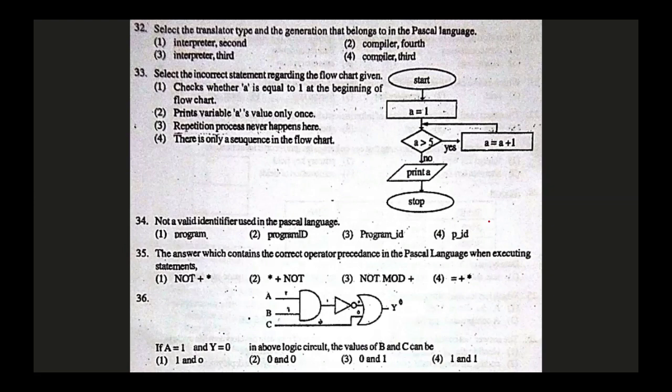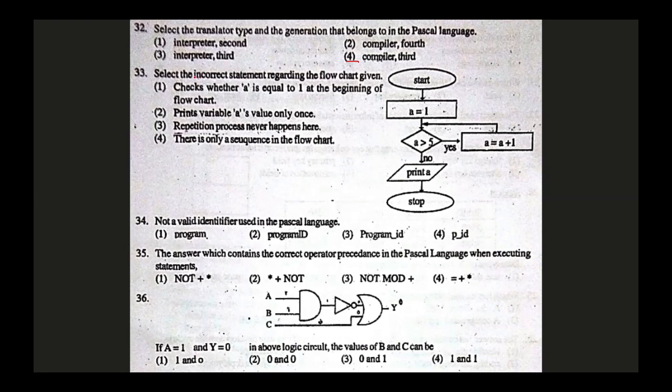Select the translator type and the generation that belongs to the Pascal language. Actually Pascal is a compiling language, not an interpreter, so we have to omit these 2 answers. So this is third generation, so the fourth one is the answer.